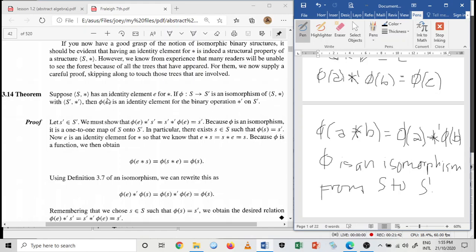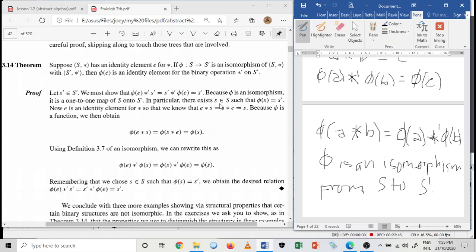Okay? Since there is an identity element E for this binary structure, and phi is a function from S to S prime, E, since it is an element here, must have an image. That image can be found in S prime. If E is the identity for S, its image, phi of E, is also the identity for S prime. That is what is meant by this theorem. Okay? Let us now look at the proof.